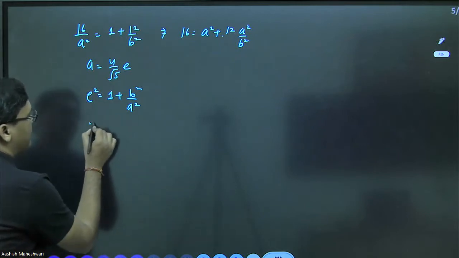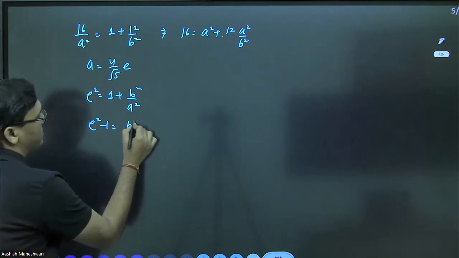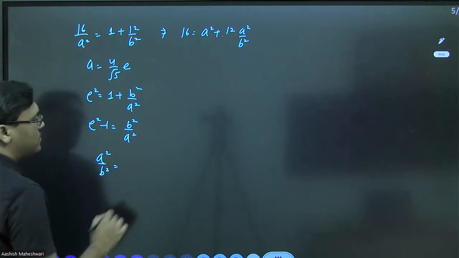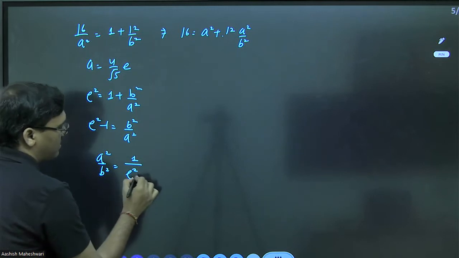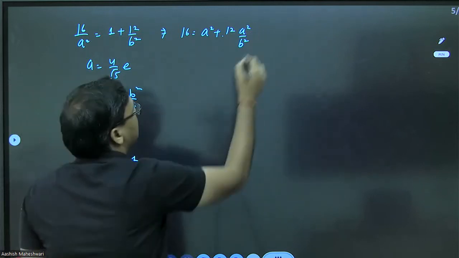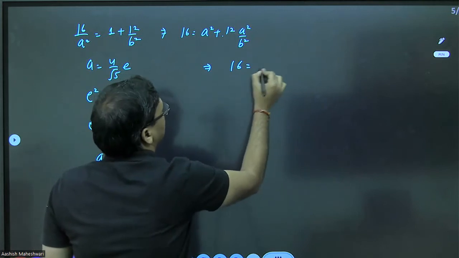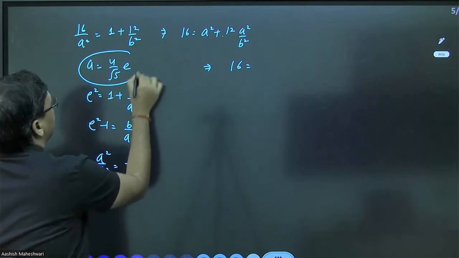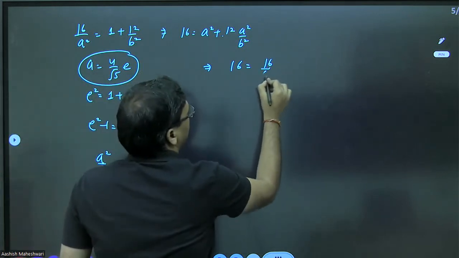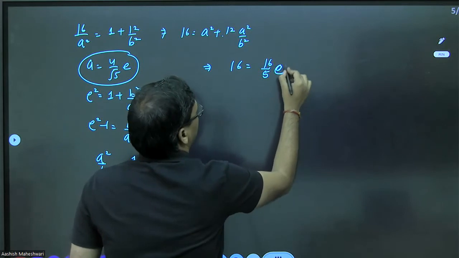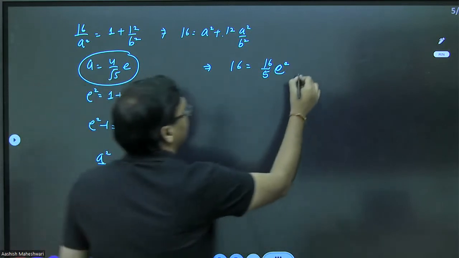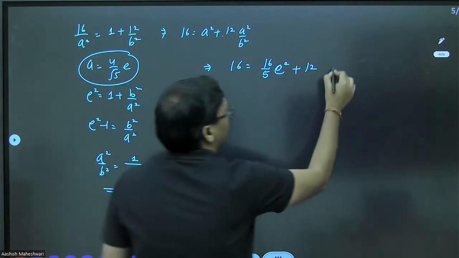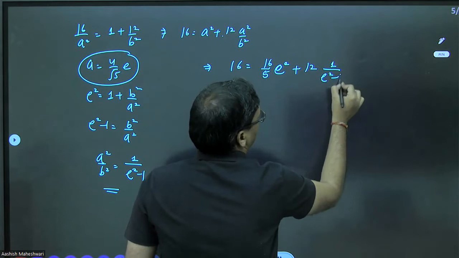Now see, can we say this is e square minus 1 is equal to b square by a square, or a square by b square? What is a square by b square? This is 1 upon e square minus 1. So I can take this. This is 16 is equal to, what is a square? You can use this. This is 16 by 5 e square, plus 12 into a square by b square, which is 1 upon e square minus 1.